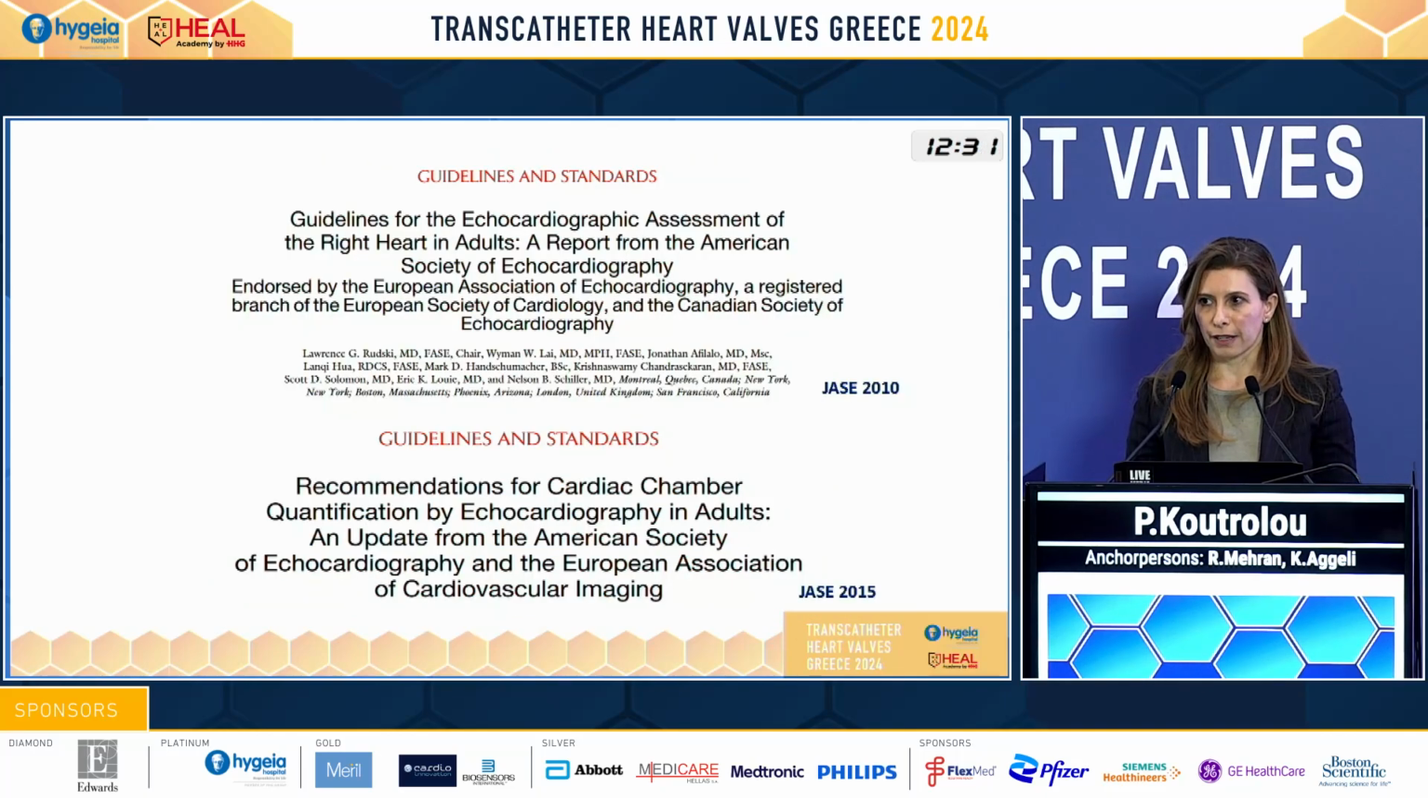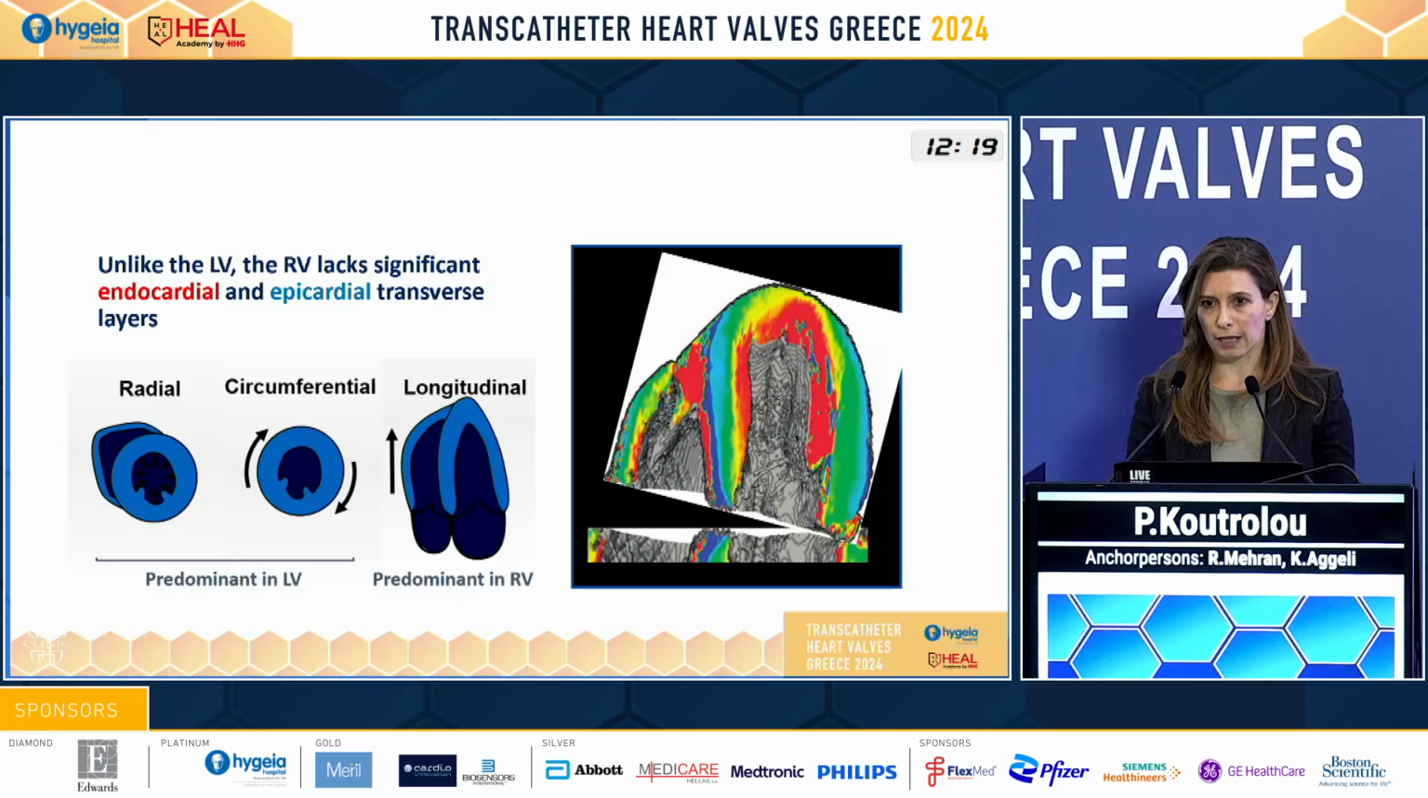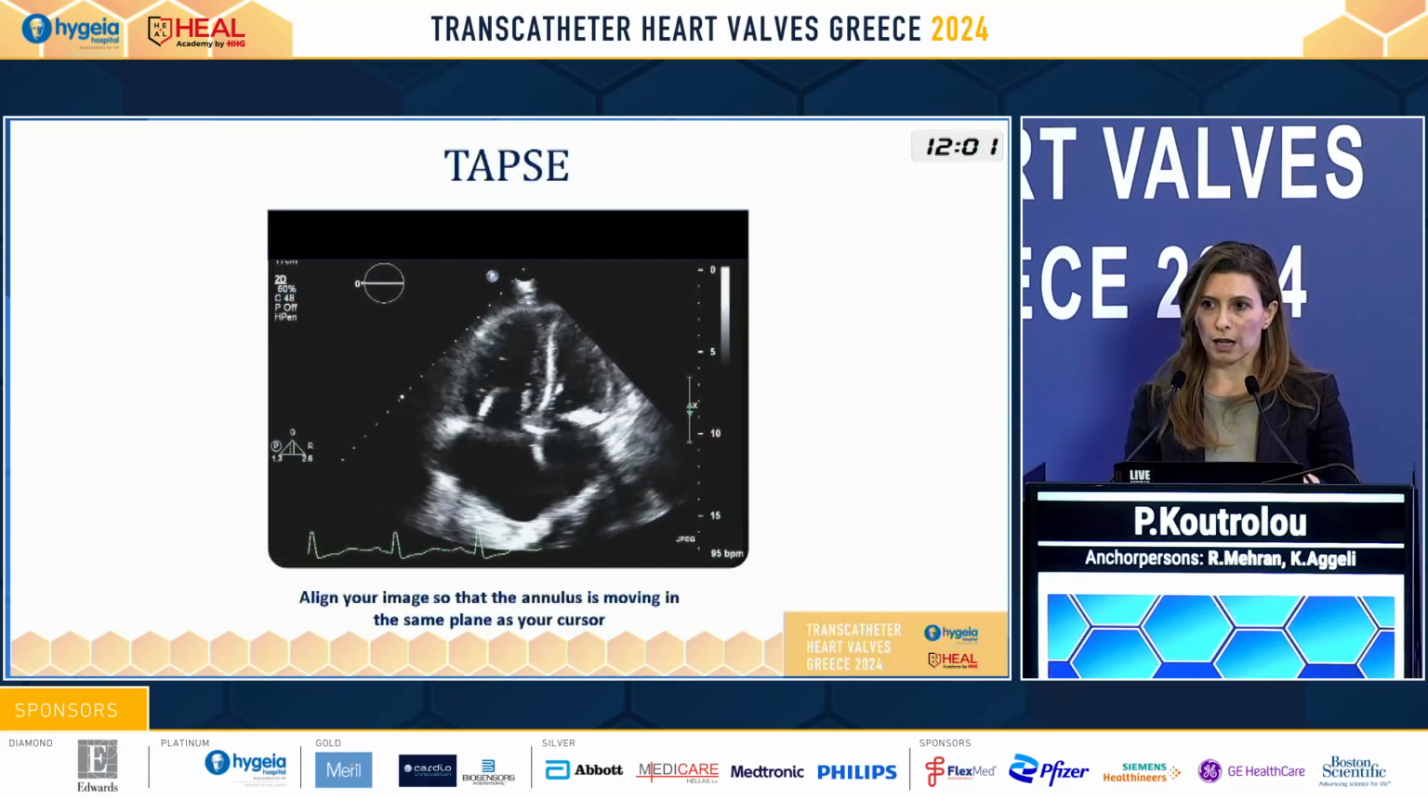In regards to the RV function now, we have older but also more recent guidelines that give us a lot of information about how we can measure, as well as a lot of literature. Just a reminder that the right ventricle is a little bit different from the left ventricle. The right ventricle actually has a lot of longitudinal movement. However, the left ventricle has all three: longitudinal, radial, and circumferential. This is exactly what we want to evaluate in the RV in regards to the systolic function.